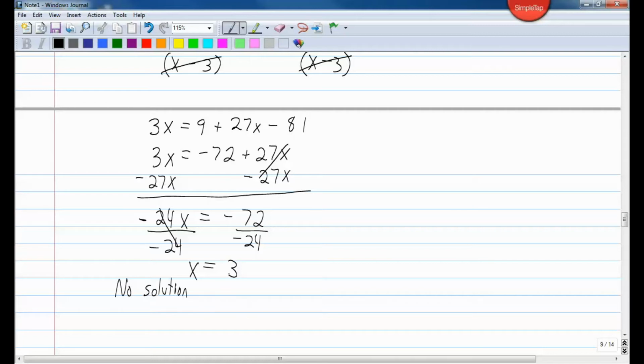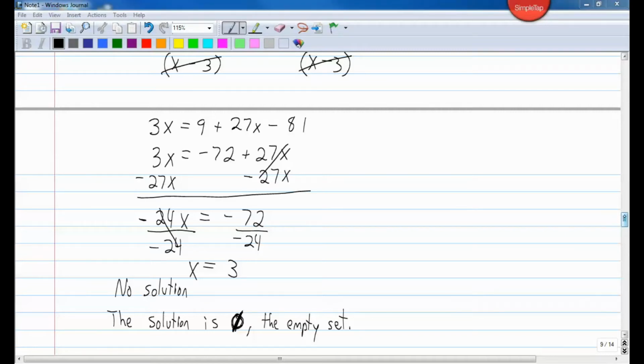Alright? If this was written out as the solution set is, you could say the solution set is, and this right here, this symbol, that means the empty set. Alright, that basically means no solution. There's no solution, which we can call the empty set.